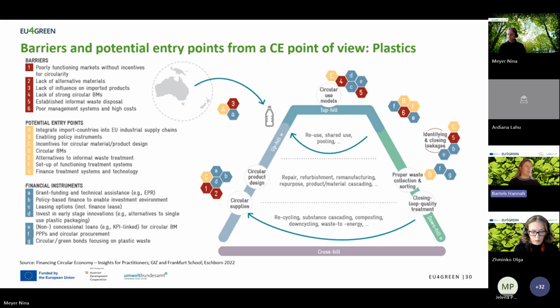So of course, we have enabling policy instruments that Olga has partially touched upon before, including incentives for circular material and product design. Of course, we need to scale up circular business models and develop alternatives to informal waste treatment to, in particular, also address the leakage problem of the plastic and its possibly toxic components. And we have to set up functioning treatment systems and finance those treatment systems.